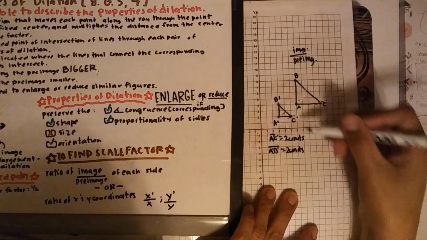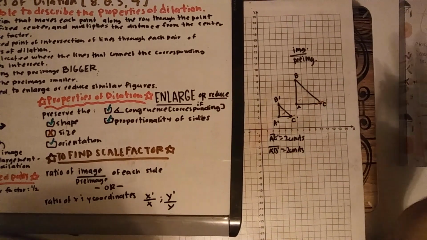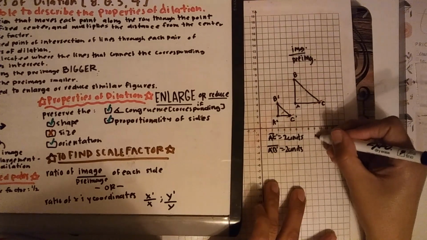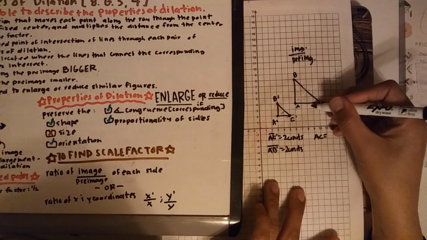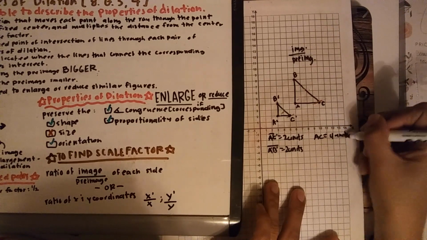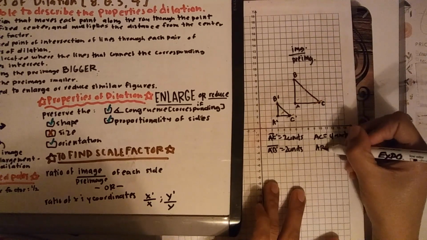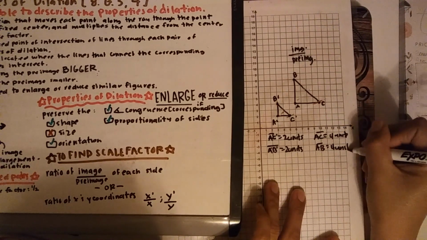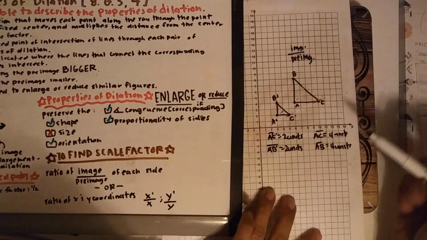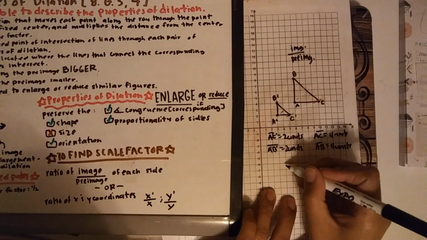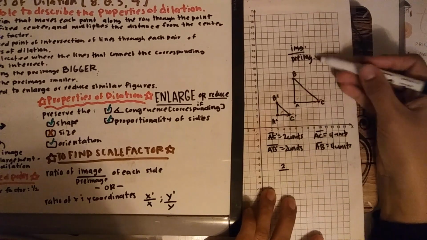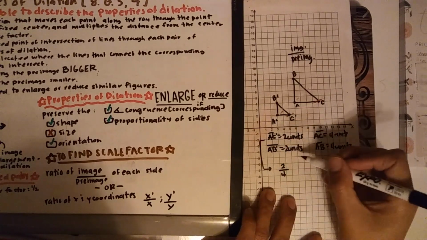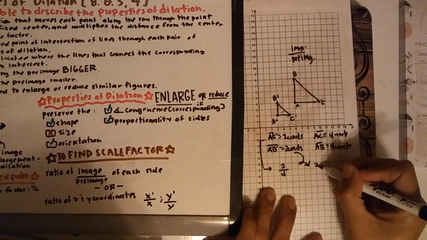I'm not going to do this one because it's going to be a decimal, so I'm just going to keep it like that for now. And then right here for my pre-image, I have AC, which is 1, 2, 3, 4 units. And then side AB is 1, 2, 3, 4 units. And it's asking me to go from image to pre-image. So this is my image, so I'm going to say 2 over 4 for this one, and then for this one, I also have 2 over 4.